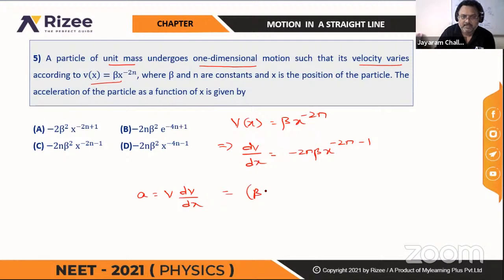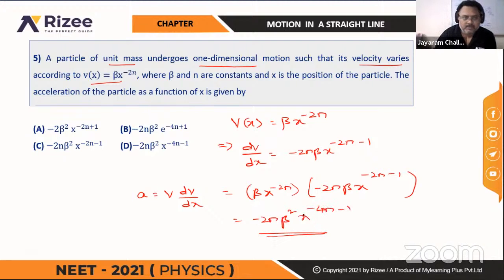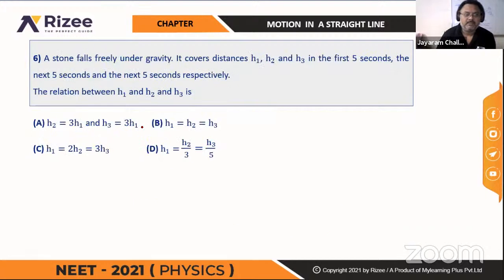So the v value is beta into x to the power of minus 2n, whereas dv by dx is minus 2n into beta into x to the power of minus 2n minus 1. Now minus 2n into beta will give beta square, and x to the power of minus 4n minus 1. So this should be your acceleration, with x to the power of minus 4n minus 1. So option D.